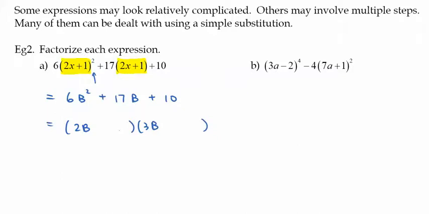Can we factor this? Would it be 2b, 3b, or 1b, 6b? Okay. If it is 1b and 6b, what would be the other two numbers here and there? 5 and 2, 2 and 5? You probably only have one option in this case.